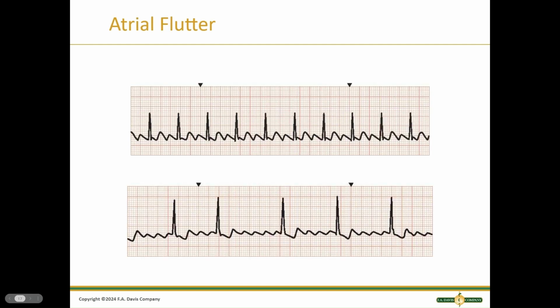Here is just an example of that atrial flutter. So the difference between atrial fibrillation and atrial flutter, you see that that P wave is a little more distinct, and we kind of see that, and it's called like a sawtooth.